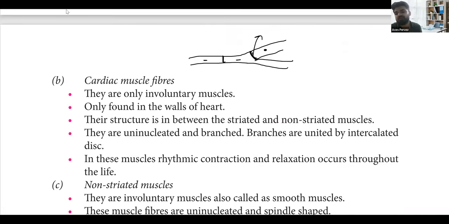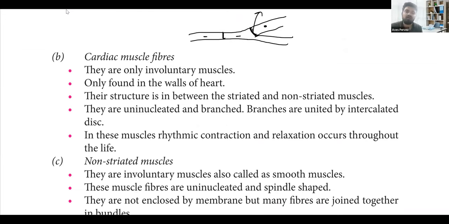So if I'm talking about cardiac fibers, we can say that they are involuntary muscles, found in the wall of the heart. Involuntary means their actions are not in our control. For example, can you stop your heart by your will? It continuously pumps the blood, so it is not in your will. That is why it is called involuntary. You can't control the action of the heart.